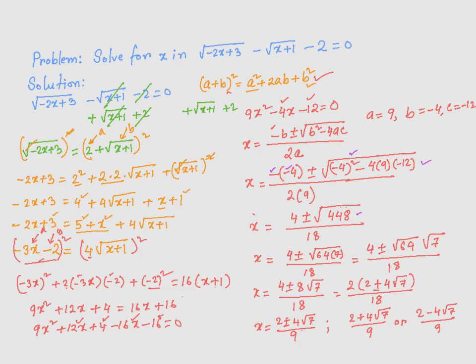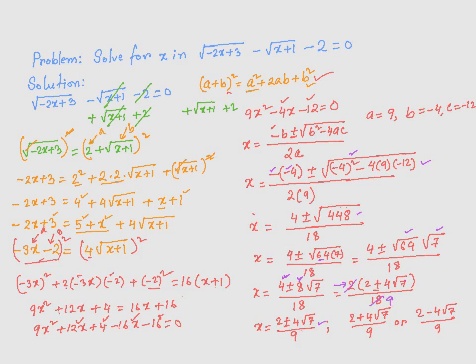Now 448 could be factored into 64 times 7. Because 64 is a perfect square, so I break it down. Square root of 64 is 8, so it becomes 4 plus or minus 8 times square root of 7. Now I factor out a 2 from 4 and 8. That gives me 2 plus or minus 4 times square root of 7. Now 2 goes into 18 9 times, so that gives me this.